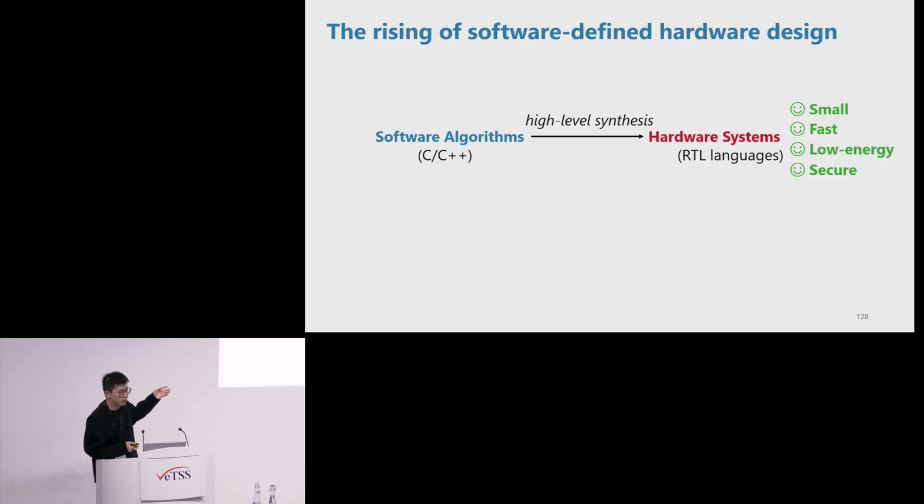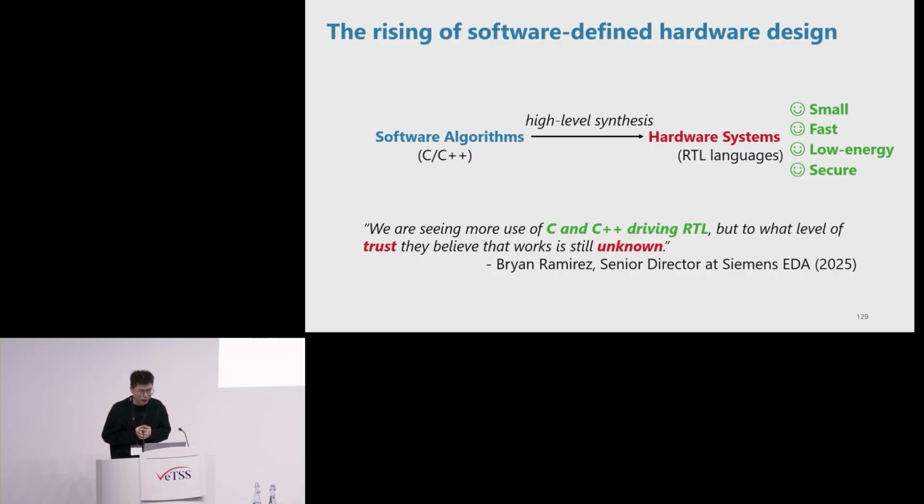Typically the designer writes a software algorithm or specification in C or C++, which is a software language, and then the tool automatically generates a hardware implementation in RTL languages. But I'm a negative person, so I'm going to ask one question. Does that actually work? Do these tools have bugs? Even for industrial tools, we're seeing the rising use of C or C++ into RTL, but we still don't know how much we can trust these tools, right?